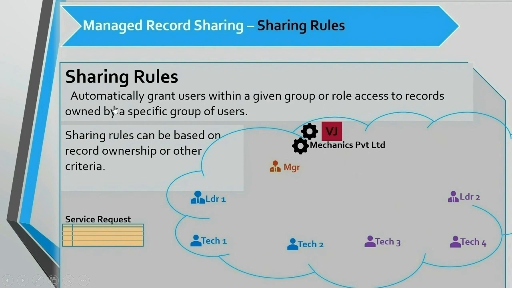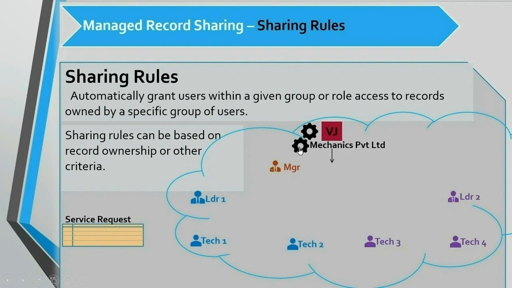A sharing rule automatically grants records owned by a specific group of users to another group of users or another role of users. Sharing rules can be configured based on record ownership or other criteria.